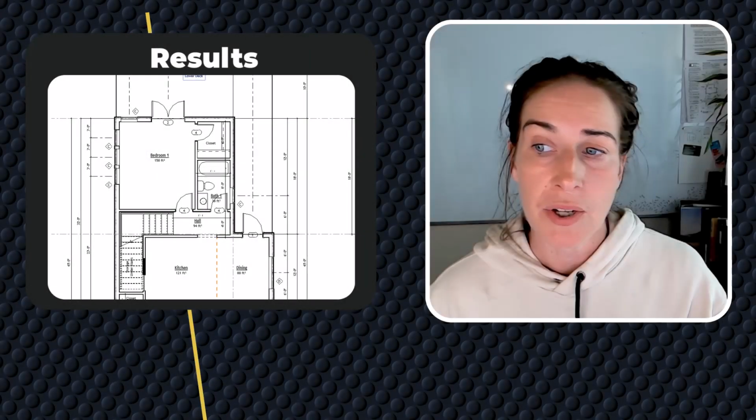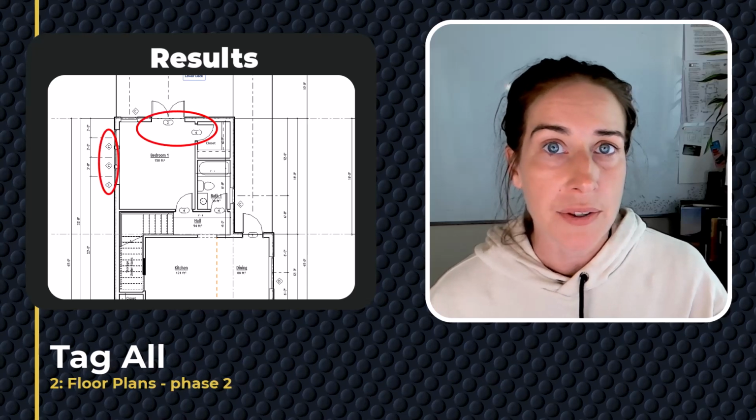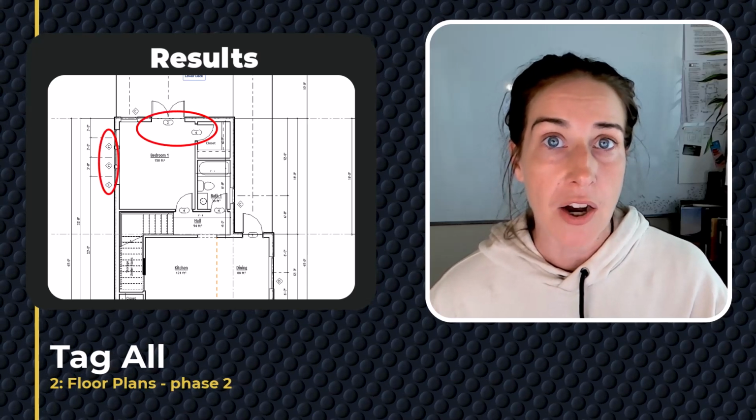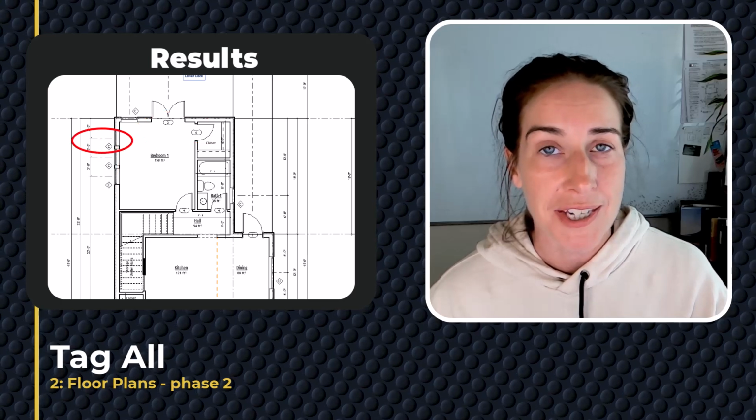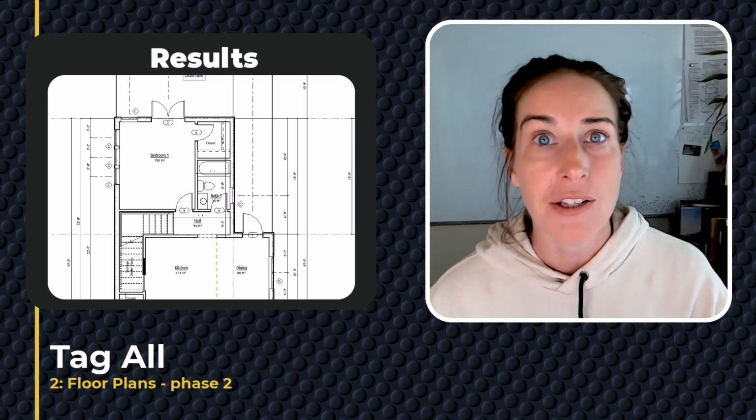In this video, we made quick work of tagging all the doors and windows using the Tag All Not Tagged function. We also went through and made sure that the tags that were automatically generated looked nice with our floor plan graphics. I hope this helps.